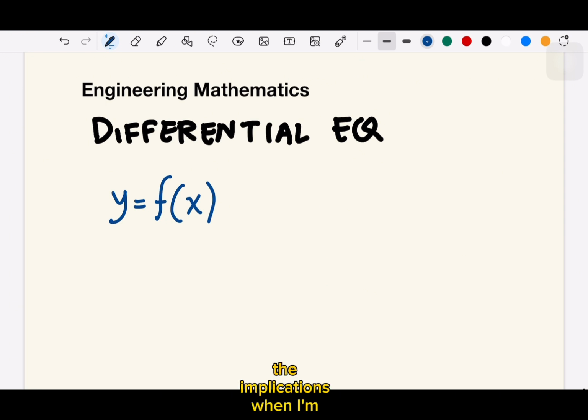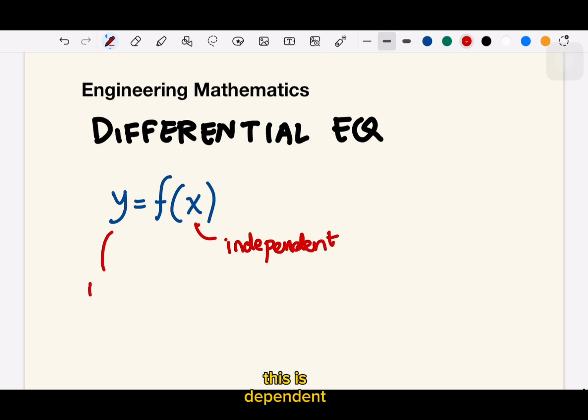Okay, let's start from the basics. What are the implications when I'm writing y equals function of x? Of course, you understand what the function is, right? The function is like a system. So you put something inside, and it will have some process, and then it will have some output, which is this y, right? Or the f of x. Something that you put inside is x. So we call x the independent variable. Okay? And we call y the dependent variable because it depends on x. Okay? So this is the independent variable. This is dependent.